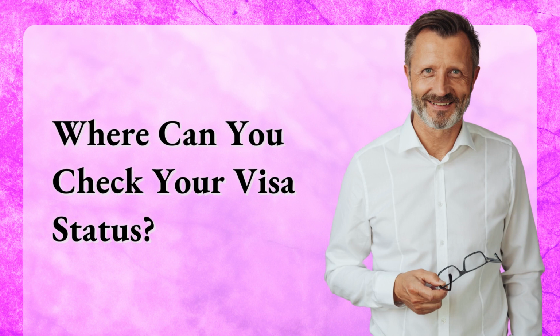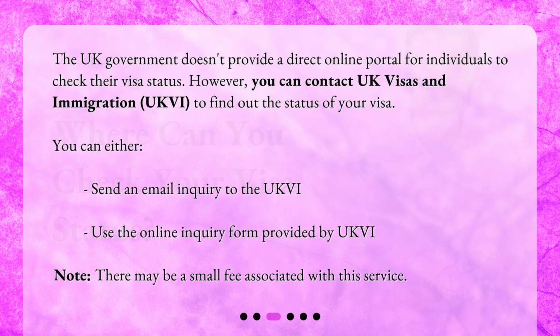Where can you check your visa status? The UK government doesn't provide a direct online portal for individuals to check their visa status. However, you can contact UK Visas and Immigration, UKVI, to find out the status of your visa. You can either send an email inquiry to the UKVI, or use the online inquiry form provided by UKVI. Note, there may be a small fee associated with this service.